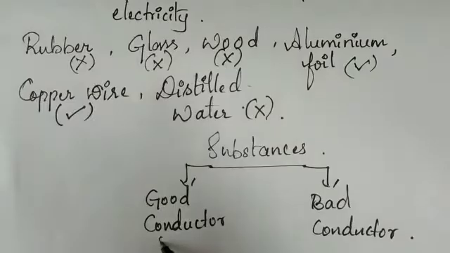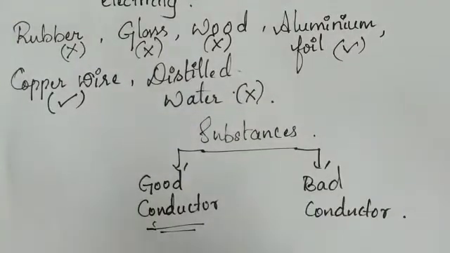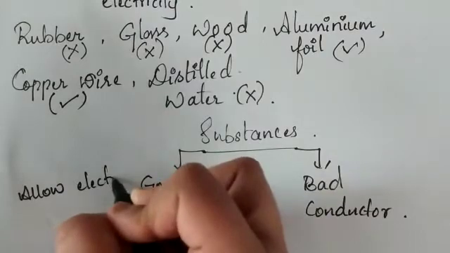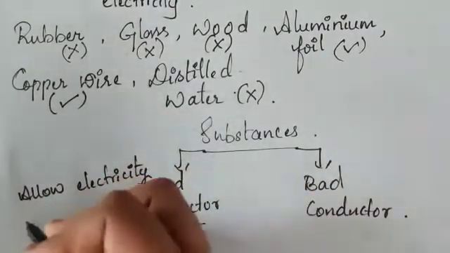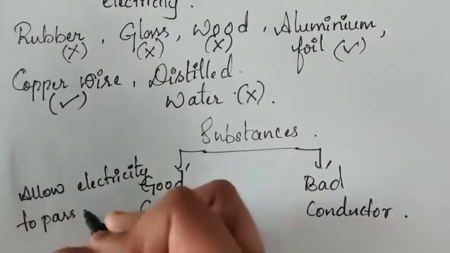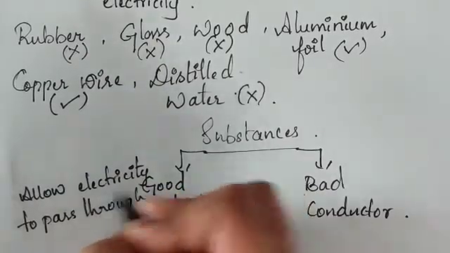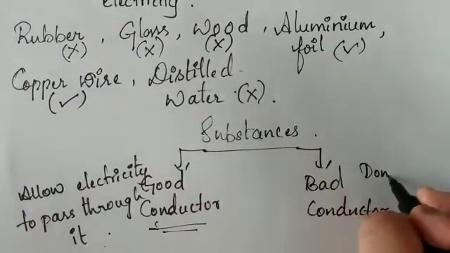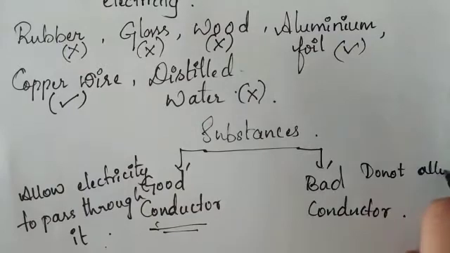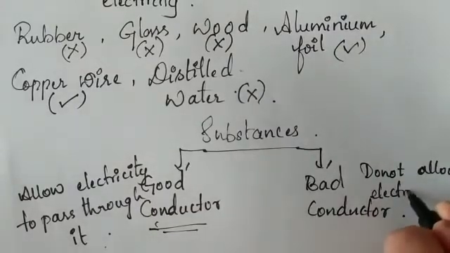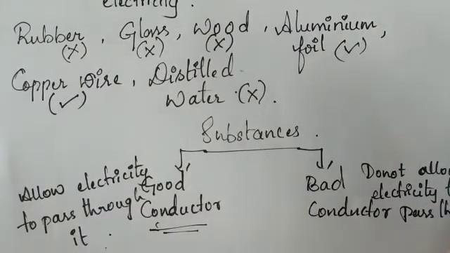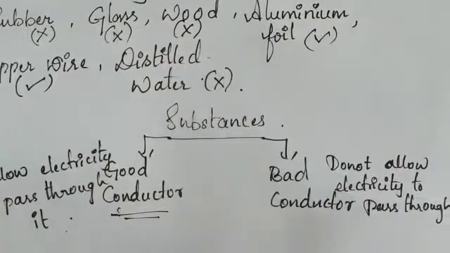What does good conductor mean? A substance which conducts electricity, or allows electricity to pass through it, is called a good conductor of electricity. A bad conductor is a substance which does not allow electricity to pass through it. It is called a bad conductor of electricity.